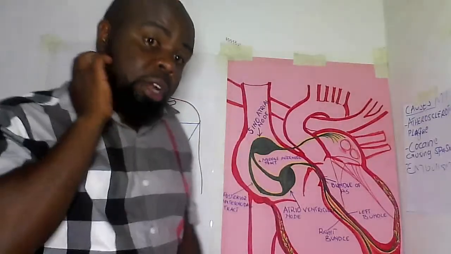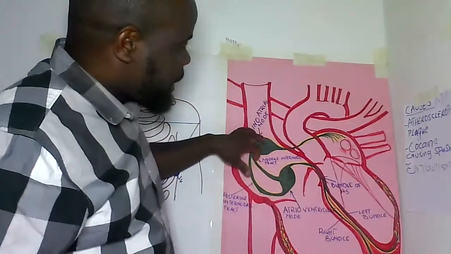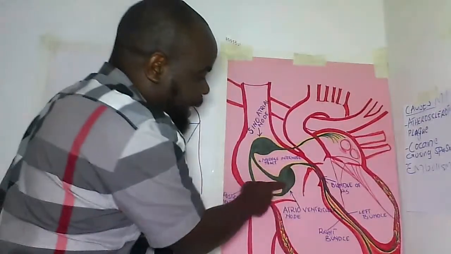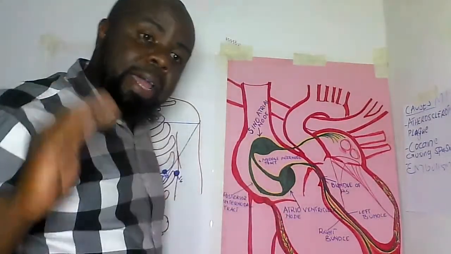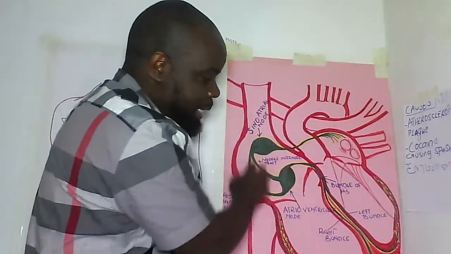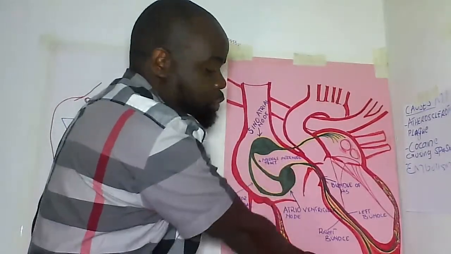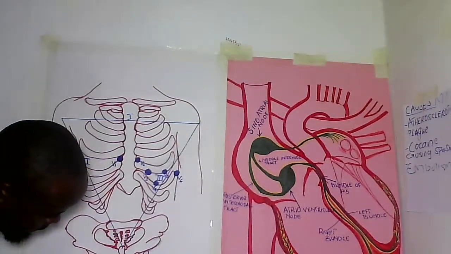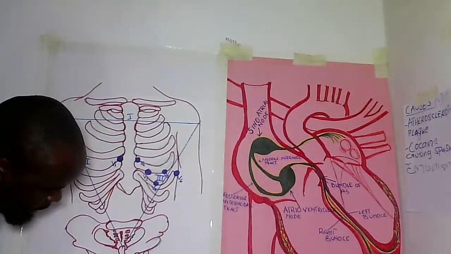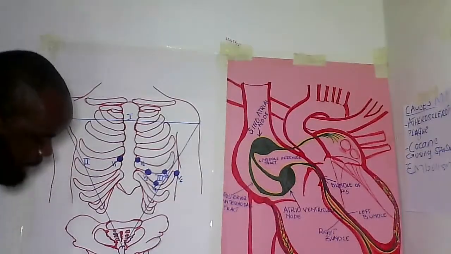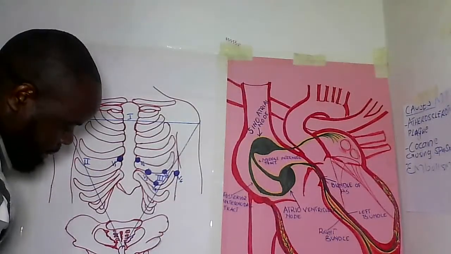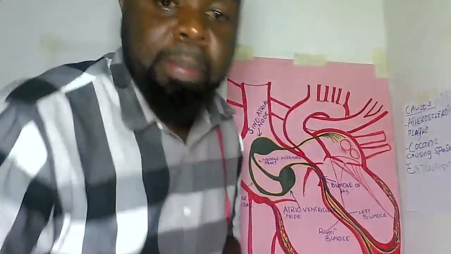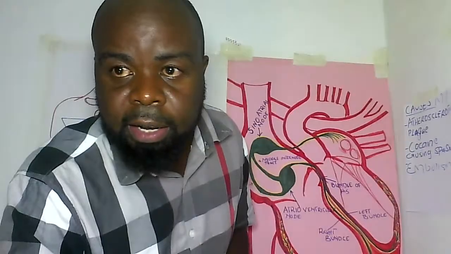I'm introducing the normal. This is the normal. So when the electric impulse takes time, this atrioventricular node takes time so that all the blood that is inside the atrium can go to the ventricle. That time is this time here. You see that? The time that you are seeing is a flat line.